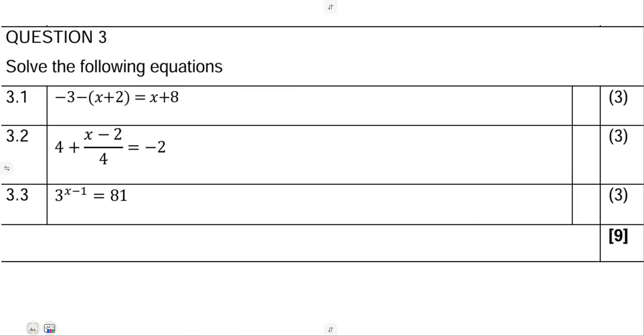Back to our equations. 3.1. Solve the following equations. So that is 3.1. We've got negative 3 minus open bracket x plus 2 is equal to x plus 8.